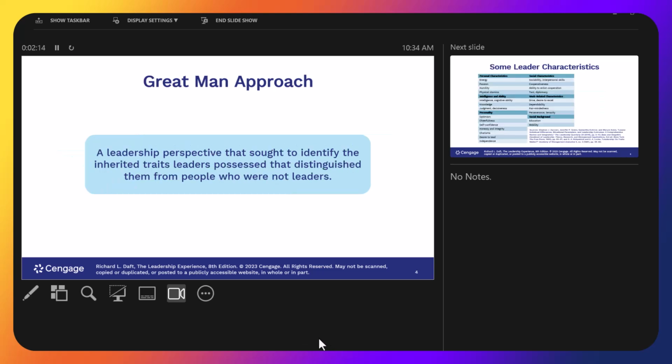The great man approach: a leader perspective that sought to identify the inherited traits leaders possess that distinguish them from people who were not leaders. So when you look at this, a lot of times it's almost like, well, who's got it and who doesn't? We've got these people who are born with these great traits, or we've got these people who evolved these great traits. And if we can get this one leader, then everything centers around this person. We succeed because of this person, or we fail because of this person, but it's all centered around a person. So you can see the flaws with that approach.